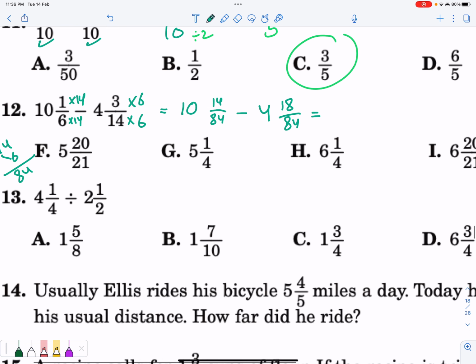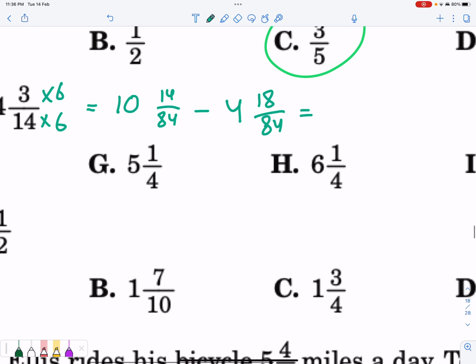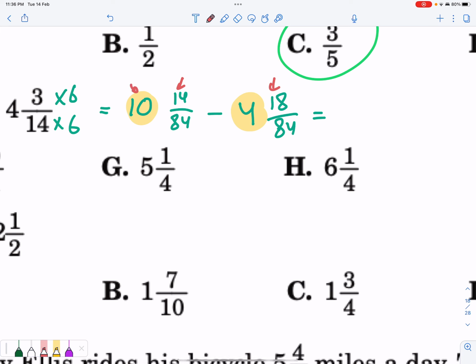Now let's subtract. 10 minus 4 is 6. Alright, we have another problem here. You can subtract the whole numbers, right? But if you take a look at the fractions, you will have 14 minus 18, and you cannot do that because of course the 14 is less, right? So you need to take one of that 10. I will take one from this 10 and add it to this fraction.